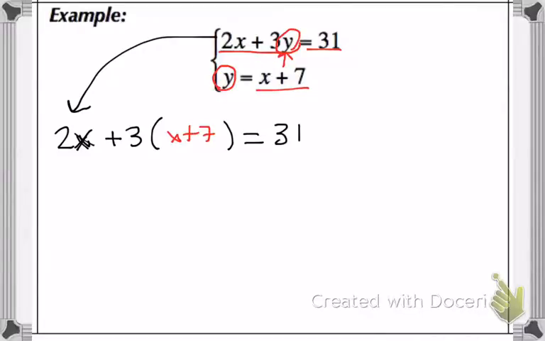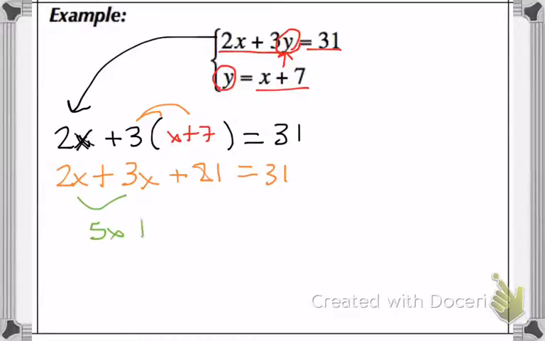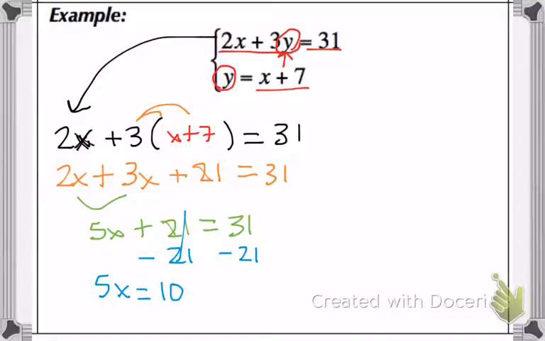Now we just go through our normal solving steps. So distribute: 2x plus 3x plus 21 equals 31. And then we combine like terms: 5x plus 21 equals 31. And then we might subtract: 5x equals 10, which means that x is going to equal 2.